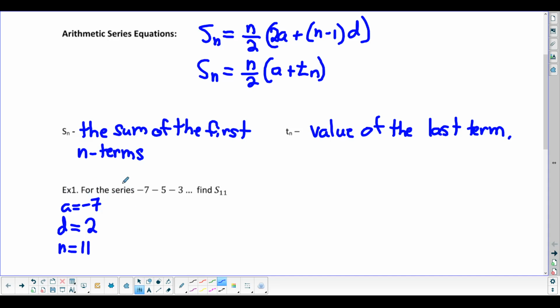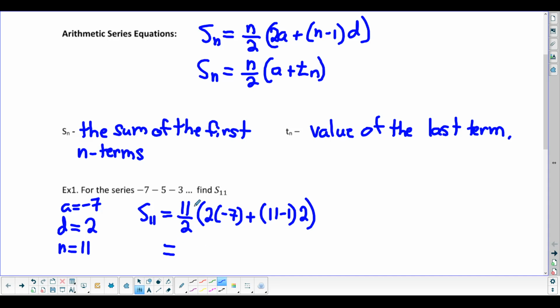So with this information, it looks like we want to use the first equation. We do not know the value of the last term, term 11, so we can't use the second equation. So let's set it up. S11 is equal to n over 2, so 11 over 2, times 2 times a, so 2 times -7, plus n minus 1, or 11 minus 1, times d, which is 2.